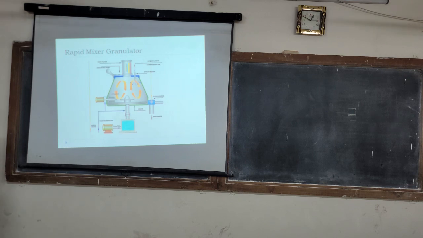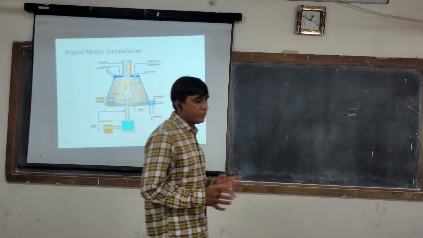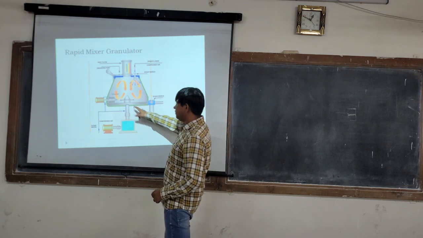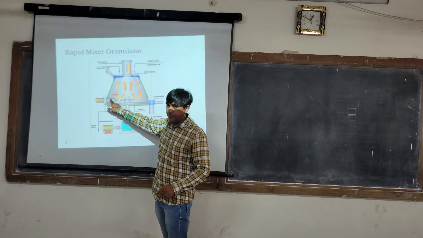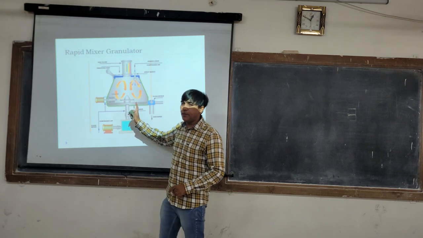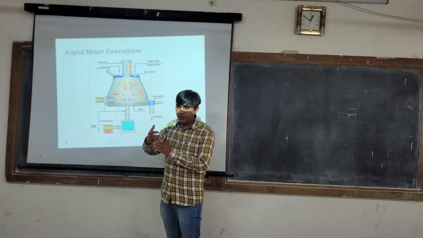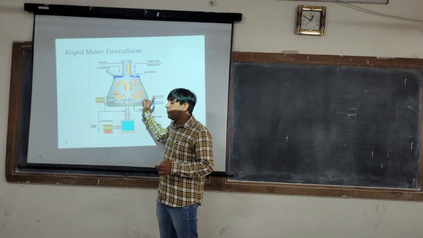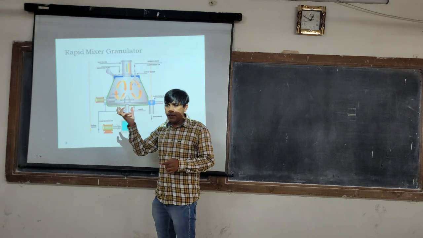The equipment used for wet granulation, the commonly used equipment, is the RMG, rapid mixer granulator. This rapid mixer granulator has two types of blades. This is a rotor blade and this is a chopper blade. The function of the rotor blade is to rotate the mass, while the function of the chopper blade is to chop the mass. The chopper blade is mounted at one place and the rotor blade will rotate all the mass within the RMG.